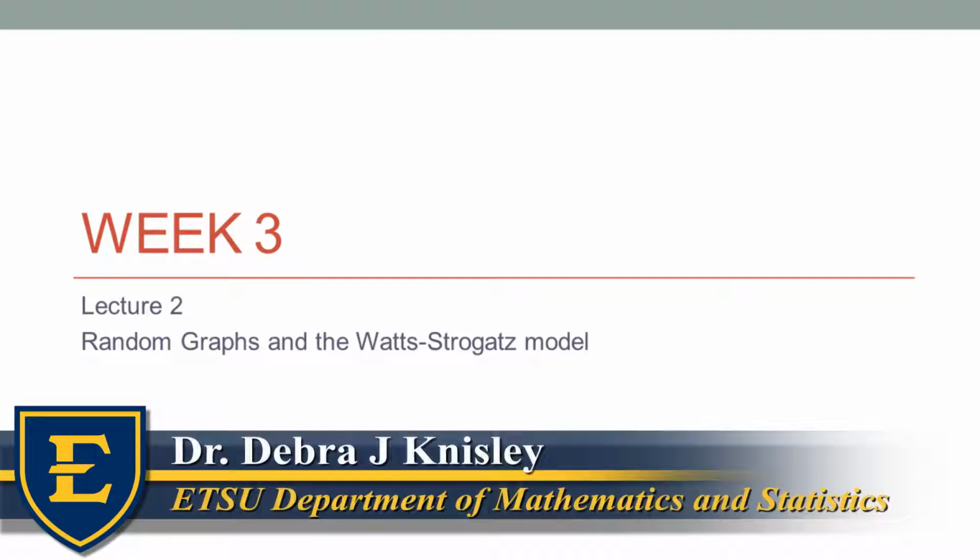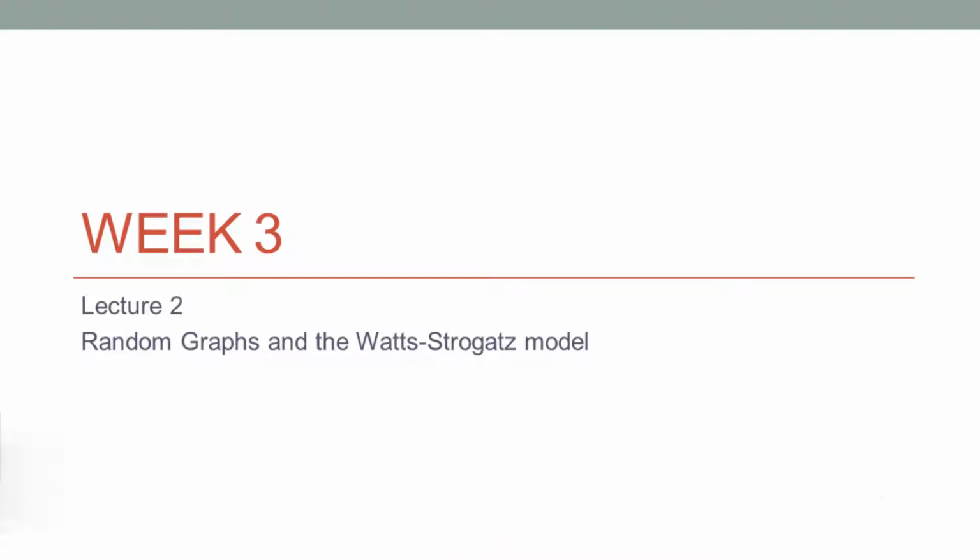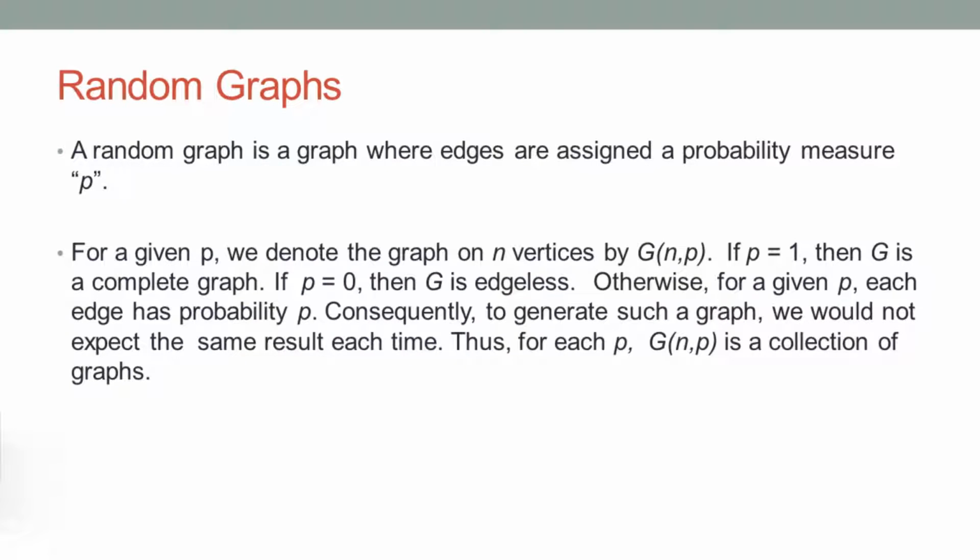This is lecture 2 for week 3, and we're looking in this lecture at random graphs and the Watts-Strogatz model. A random graph is a graph where edges are assigned a probability measure, p. We often denote these graphs by G(n, p).